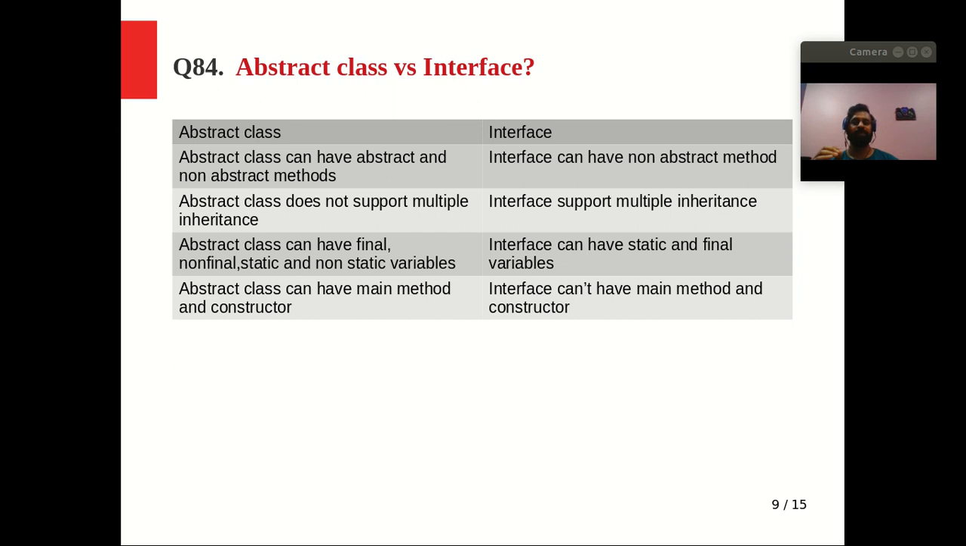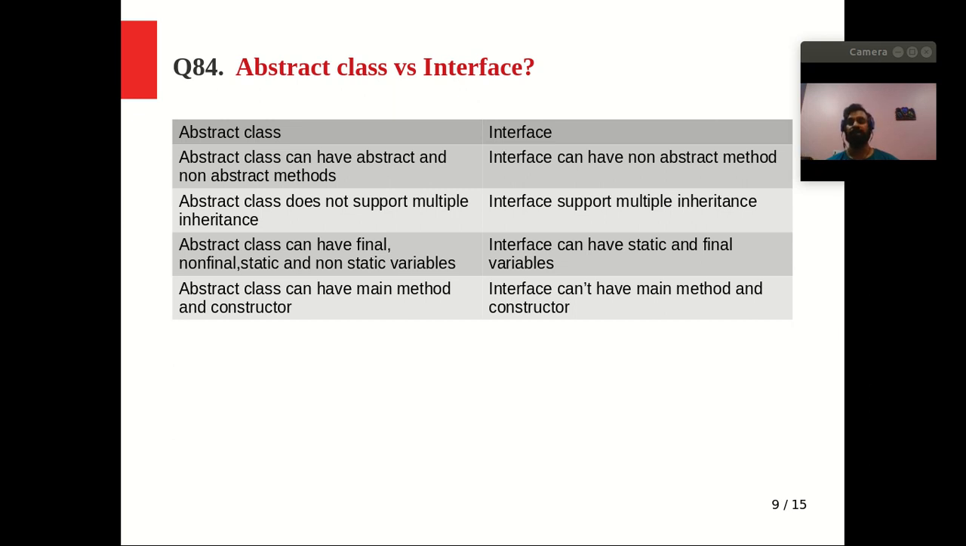So the second point is that an abstract class does not support multiple inheritance. With the abstract class we cannot use or support multiple inheritance in Java, but with the interface it can support multiple inheritance. So the third point is that an abstract class can have final, non-final, static, and non-static variables.